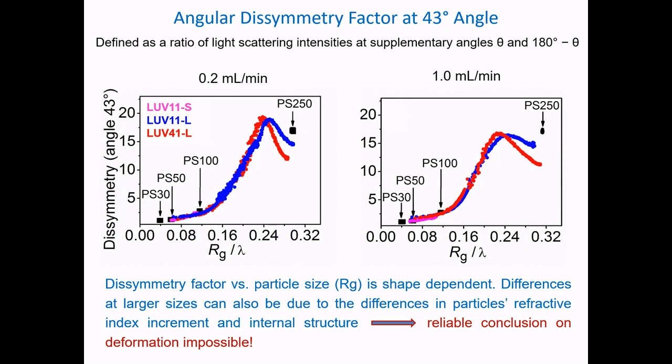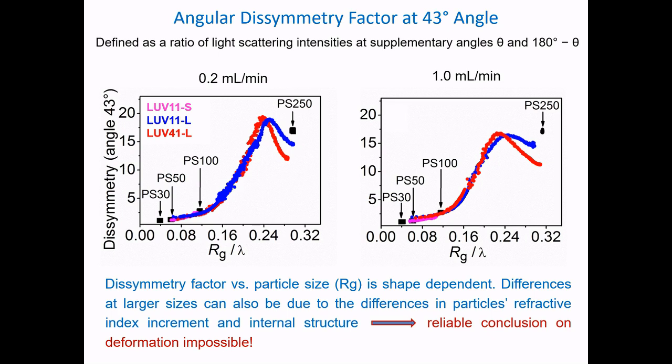At all investigated detector flow rates, the dissymmetry factor for vesicles initially increases in accordance with the dissymmetry factors of polystyrene latex standards. Above about 100 nanometer, the dissymmetry factor of vesicles increases with size even faster, up to a maximum above which it rapidly decreases.